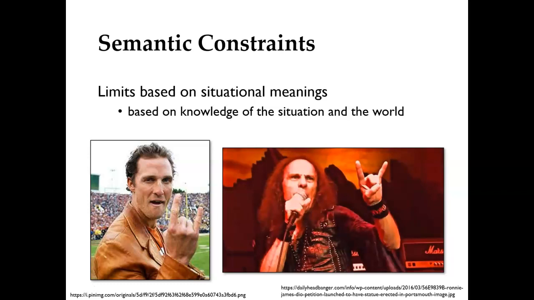They're making very, very similar symbols with their fingers, but what is going on? Are they saying the same thing? Are they doing the same thing? No, they are not. On the left-hand side, Matthew McConaughey is giving the hook 'em horns symbol. On the right, Ronnie James Dio is giving the evil eye symbol. So, even though these are very, very similar, they have very different meanings.